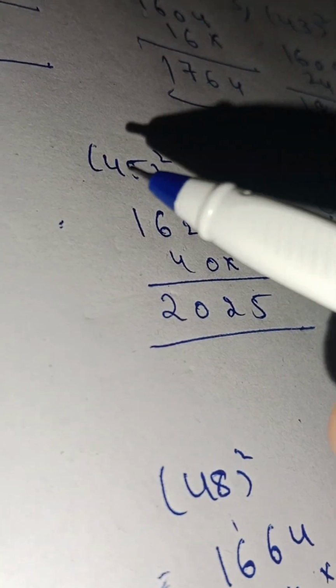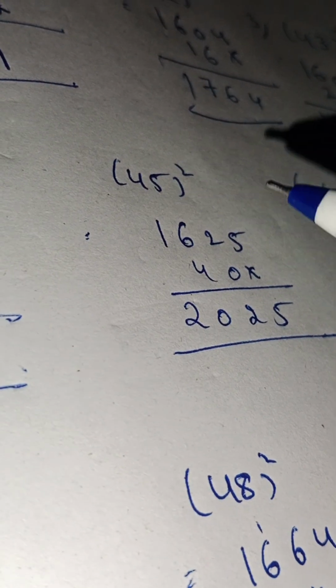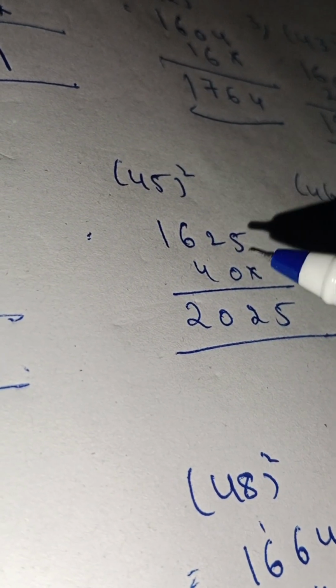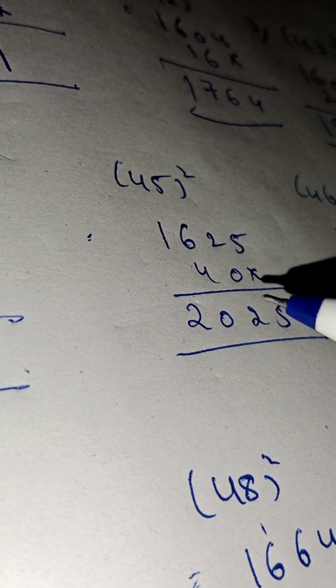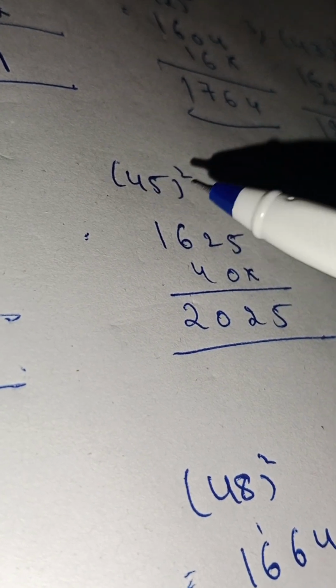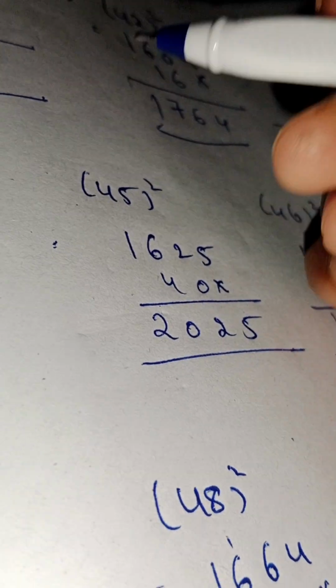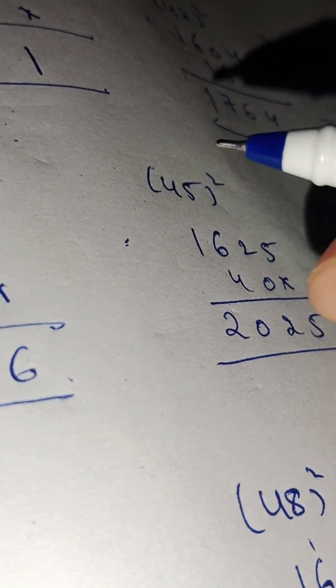Next, what we have to do, we have to find the square of 45. So what we have to do now, 4 square is 16 and 5 square is 25. Again 5 4s are 20, 20 2s are 40. So 40, 2025. So for the 45 square, there is another method.